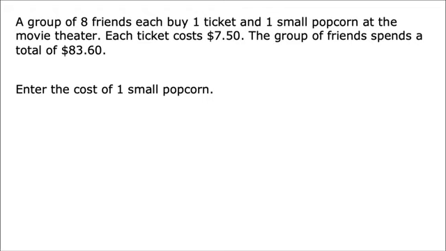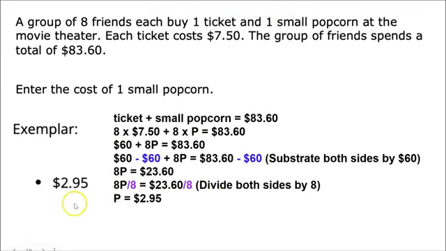Okay, now that you worked on this problem, let's see if you got the correct answer. So, if you said $2.95 is your answer, you are correct. How to do this is by first looking at the total cost. The $83.60 will be on the right side of the equal sign because that is the total cost. And then what makes up that total cost is the ticket cost and the small popcorn cost. So those two components are equal to $83.60.